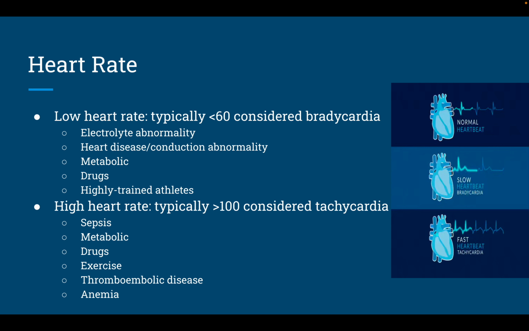High heart rates or tachycardia would be considered heart rates greater than 100 beats per minute. And you may see that in infections and sepsis, metabolic abnormalities, drugs, things like stimulant medications that can increase heart rate. Exercise can certainly and ideally increase heart rate in a physiologically appropriate way. And then thromboembolic disease, again, things like pulmonary embolism and anemia or low blood volume, dehydration, things that are causing you to have to beat the heart faster to maintain an appropriate cardiac output.